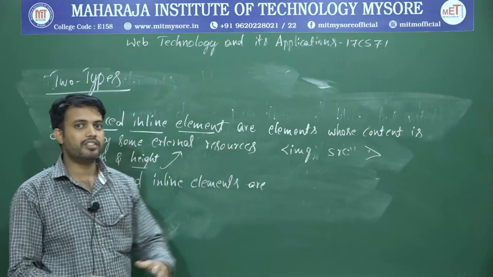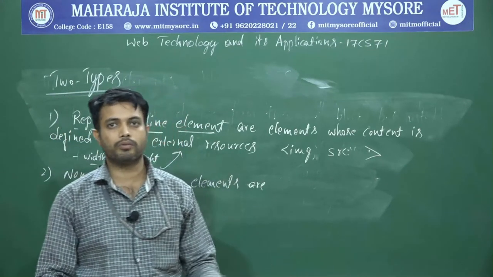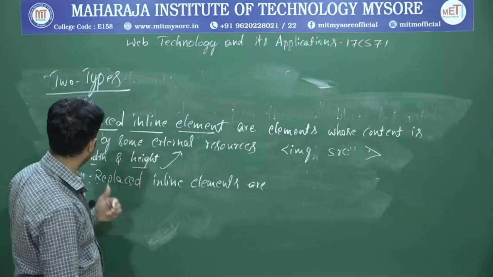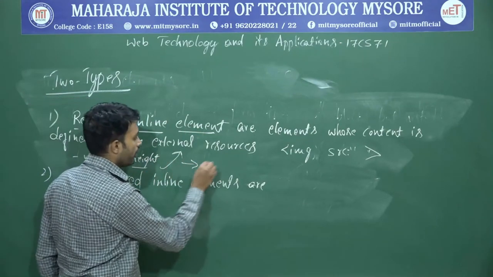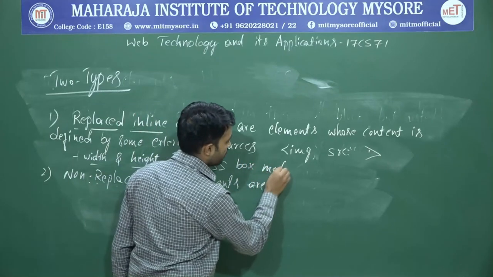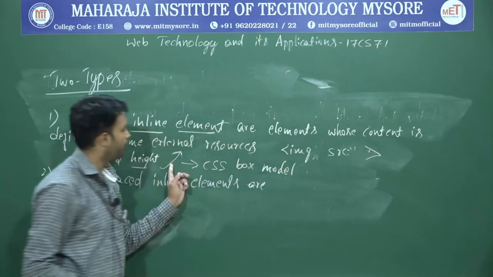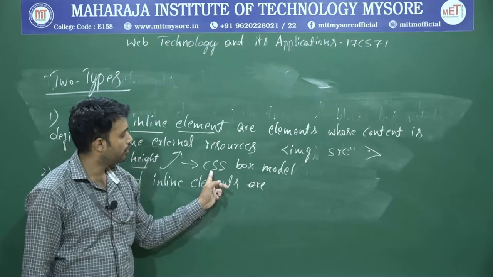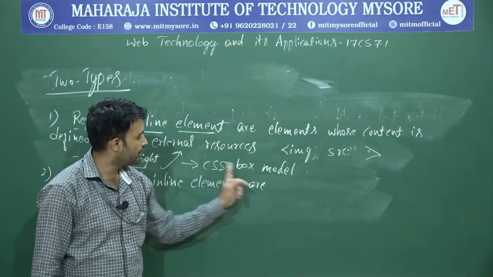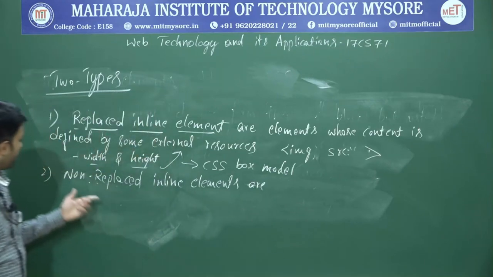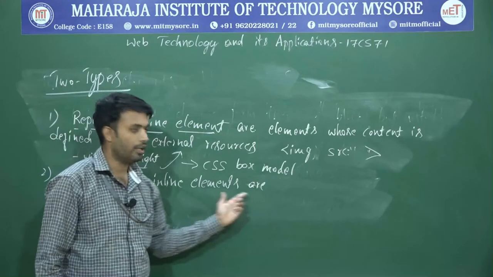If that image is bigger in size, then it occupies more size on your web page. And again, it follows the CSS box model. Since that height and width are defined by external resources, it will follow the CSS box model. Okay, so next one is non-replaced inline elements.